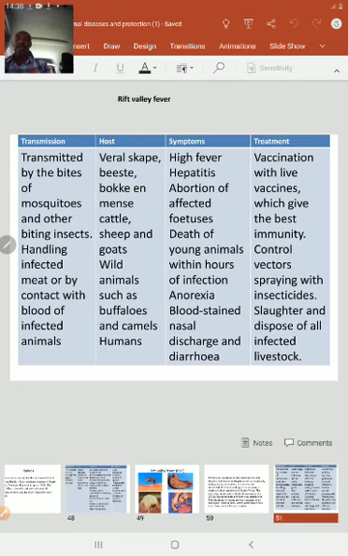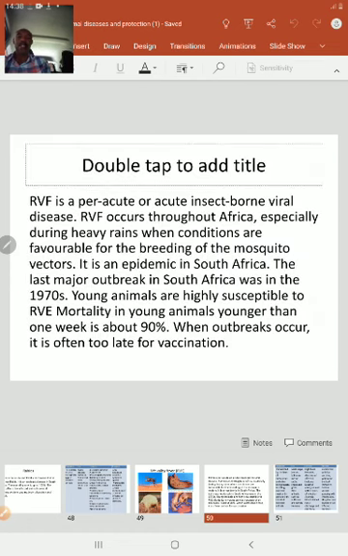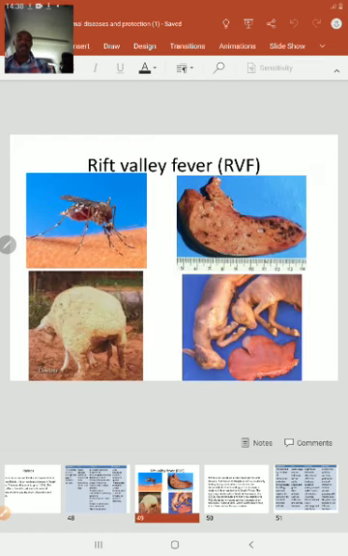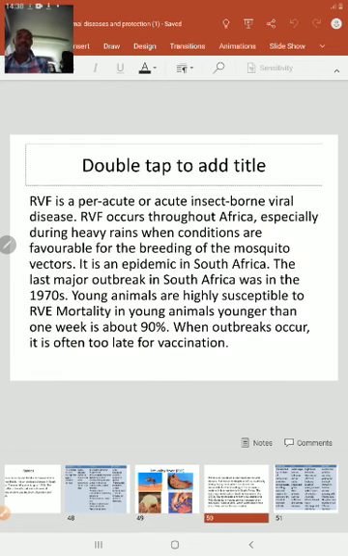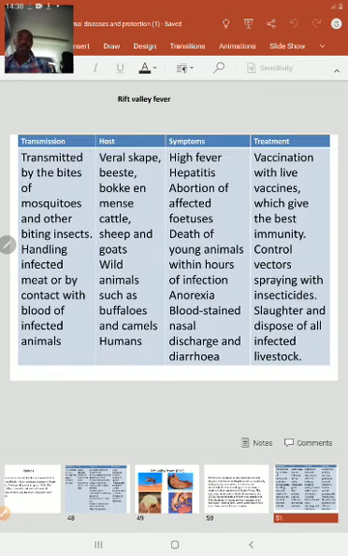The vectors here are mosquitoes and other biting insects. The hosts are wild animals such as buffaloes and camels. Symptoms: high fever, and then abortion. You saw the abortion there in the picture. It can cause abortion; Rift fever, it's one of the symptoms.